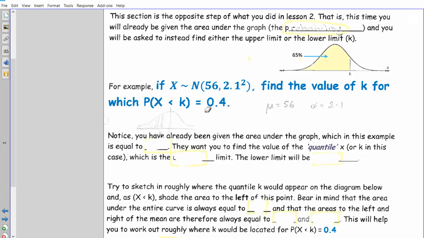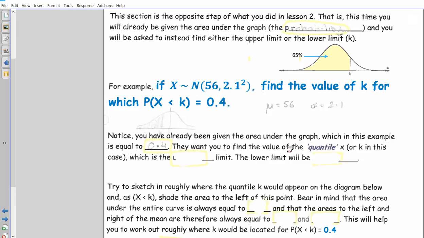So it's basically saying that if the area is 0.4, the probability that x is less than k, meaning that the area to the left is 0.4, so clearly it's got to be to the left of the mean, because remember the mean splits it into 0.5 and 0.5 areas, half and half. So 0.4 area must mean that k is somewhere to the left of the mean. Notice you've already been given the area under the graph. They've told you that this area is 0.4, which in this example is equal to, as we said, 0.4.